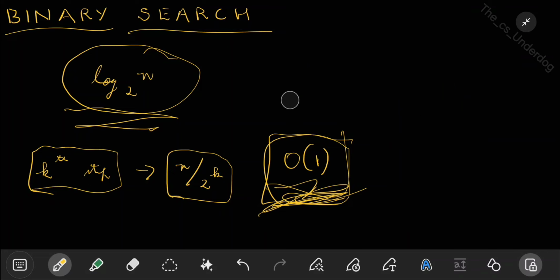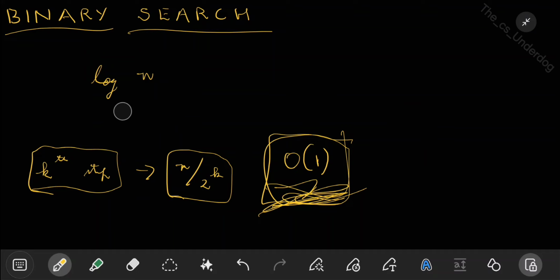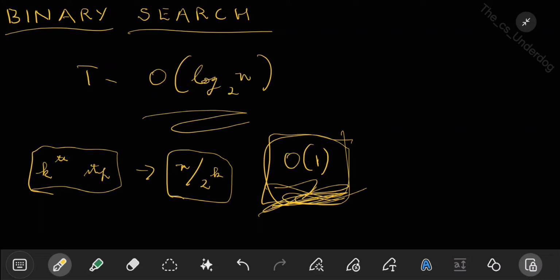So you have a total of log n steps. In each step you have to do constant time work. Each step takes only constant time, which means the total time is order of log n. Log n to the base 2; we generally simply write it as log n. It is log n to the base 2 in the case of binary search. So this is how the time complexity of binary search is order of log n.